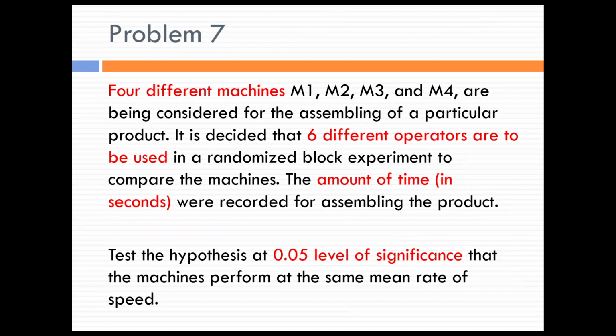No? So pwedeng hypothesis natin is, null hypothesis is there is no significant difference between the assembling rate of the different machines. Tapos alternative naman natin is there is a significant difference between the assembling rate of the different machines.